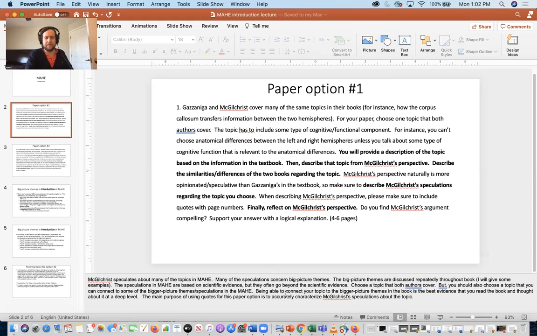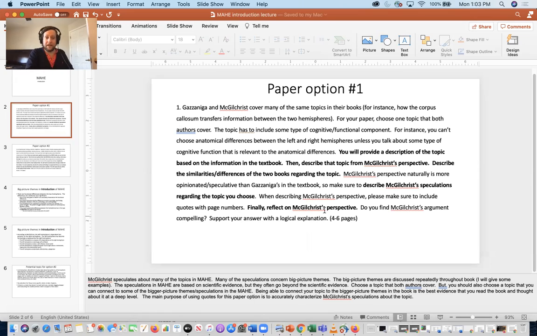And I will mention, this is important too. When you're choosing a topic, it will be easiest for you if you choose a topic which is quite relevant to the bigger picture themes. There's a lot of stuff which goes on in The Master and His Emissary. Most of it is connected to these bigger picture themes, but you definitely want to make sure when you're choosing a topic that you have in your mind, okay, this topic is important because it connects to this bigger picture theme in The Master and His Emissary.